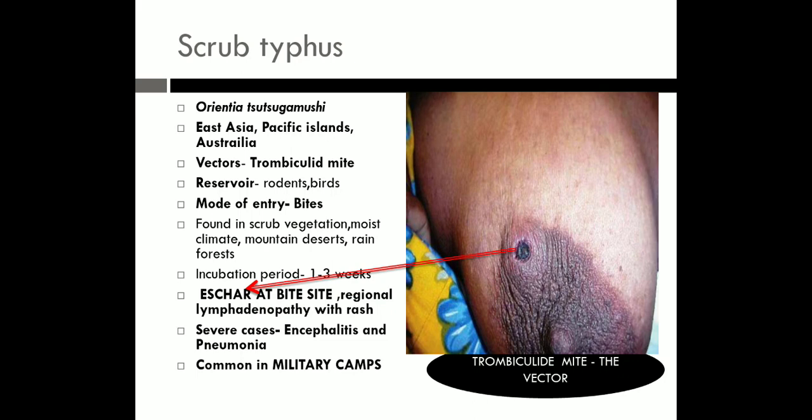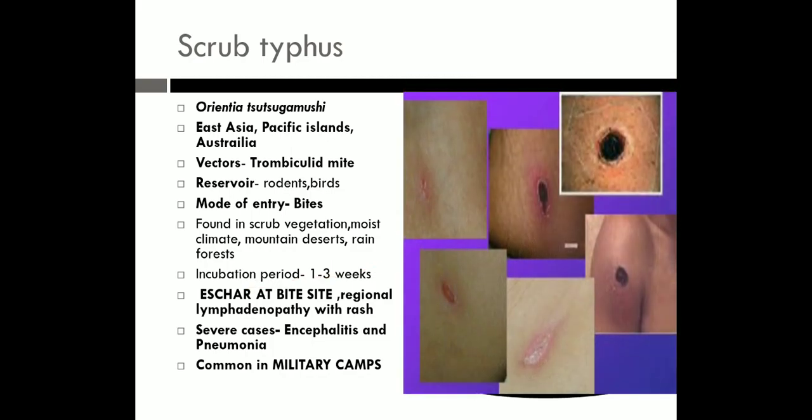So the classical triad of clinical manifestation is the eschar at the site of the bite, regional lymphadenopathy, and maculopapular rash. It is seen only in 40 to 50% of the cases. So it is very important to note these eschars, because the eschar may be present anywhere in the body.